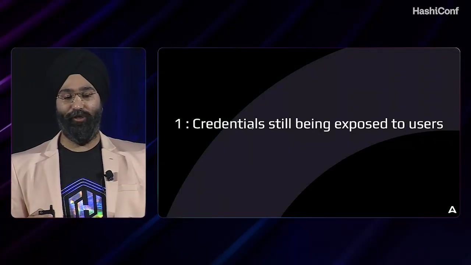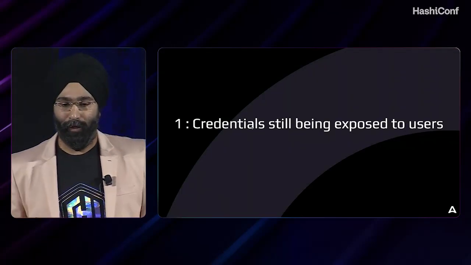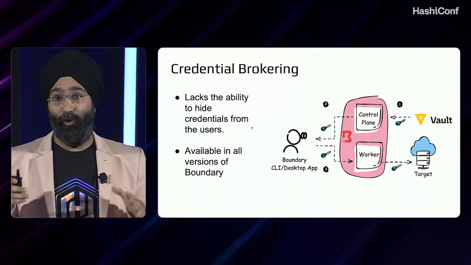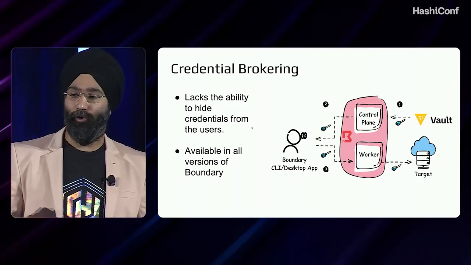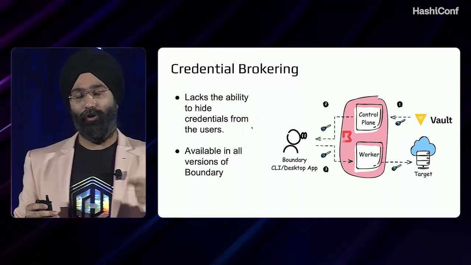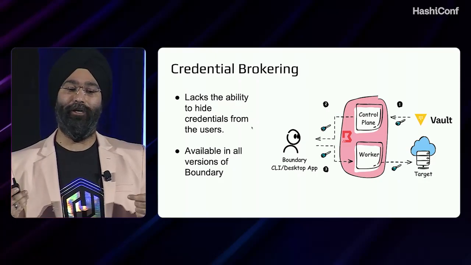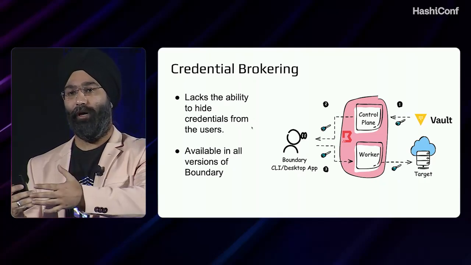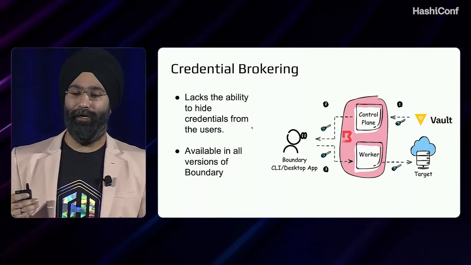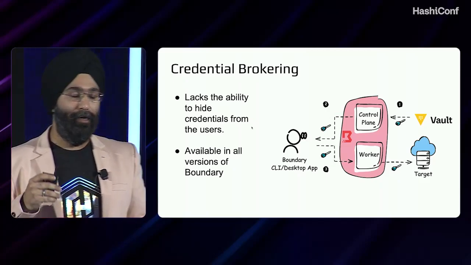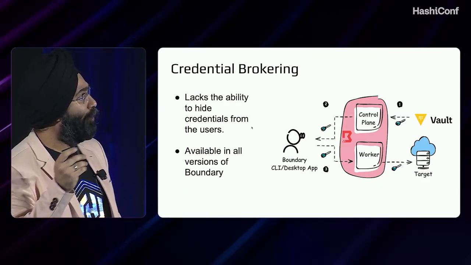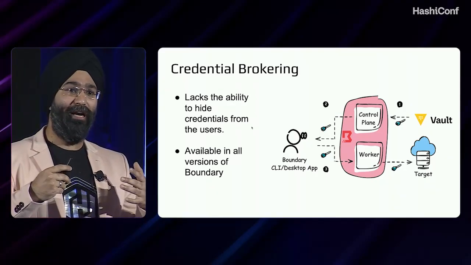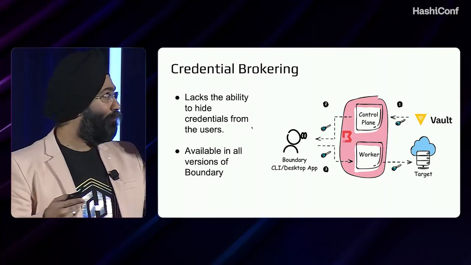The first challenge is credentials still being exposed to the user. Organizations using Boundary OSS often rely on the credential brokering feature. With this feature, you lack the ability to hide the credentials from the user. For example, if a user attempts to connect to a target through Boundary Desktop or Boundary CLI, in the very first step, the credential is requested from HashiCorp Vault. That credential is returned to the control plane, but now that credential is exposed to the user, as you see in the second step.